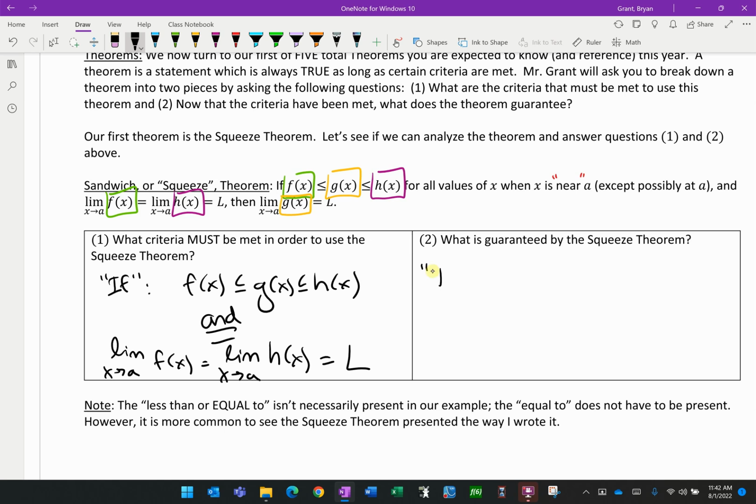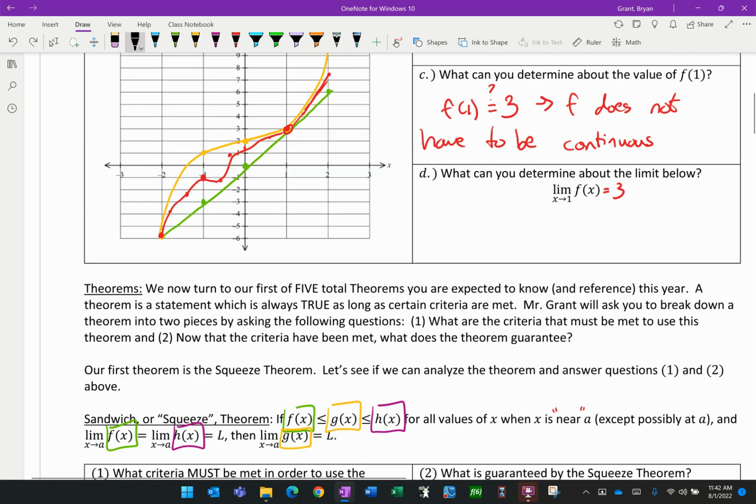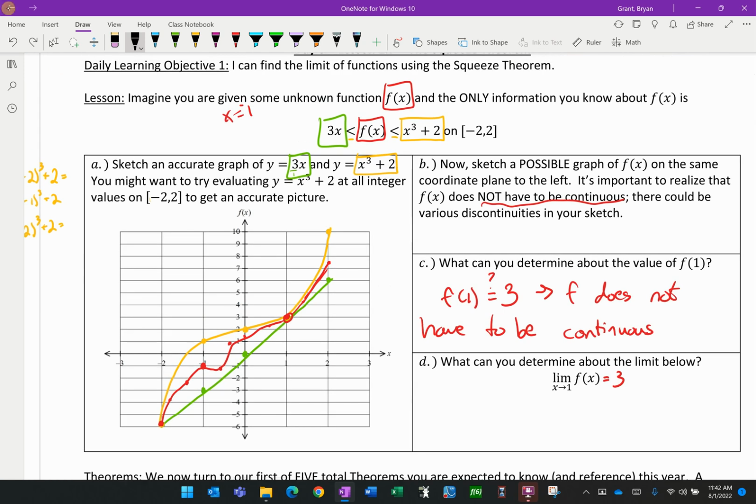then, well, what can we guarantee will happen? Well, then the limit of the middle function, g of x, must also equal that same value. And I did note that the less than or equal to that's up here doesn't necessarily have to happen, right? In mine, I probably should have put it. Oops, awkward. But it doesn't have to happen. And for mine, again, I think I probably needed it because they shared the same point down here. But it is okay if you don't have it.